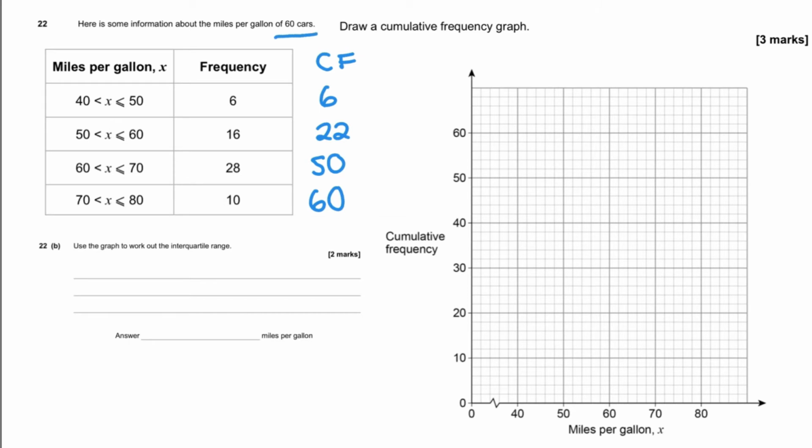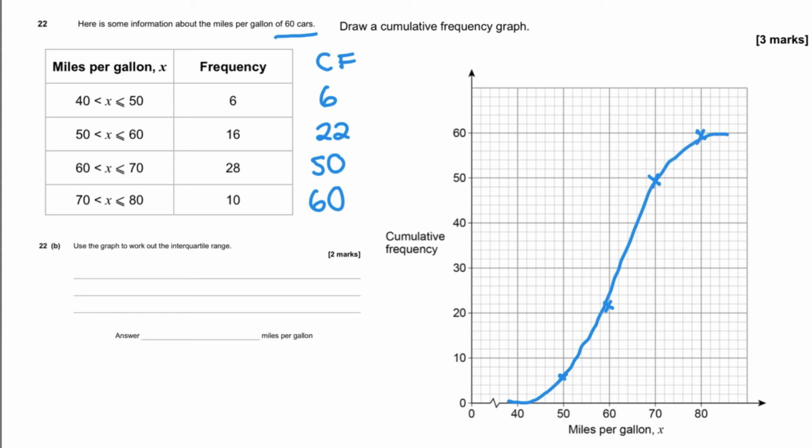So to plot our graph, we're going to put the cumulative frequency numbers against the number that's the top of each of the ranges. So at 50 miles per gallon, our cumulative frequency is 6. At 60 miles, our cumulative frequency is 22. At 70, it's 50. And at 80 miles, our cumulative frequency is 60. To complete the graph, we need to draw a smooth curve that joins up the dots and ends at 60.